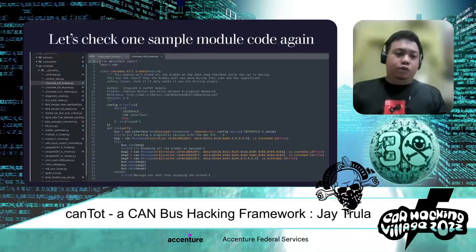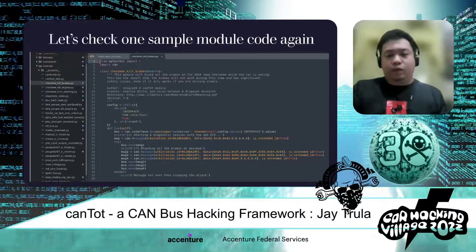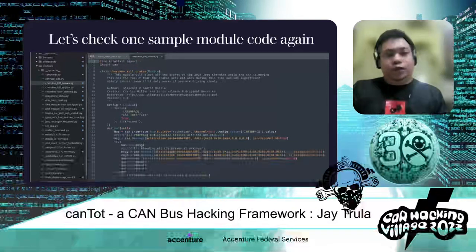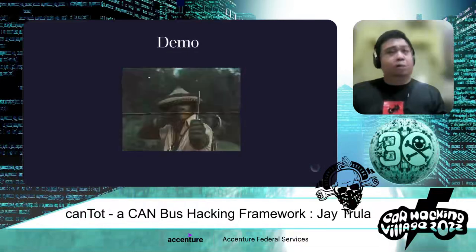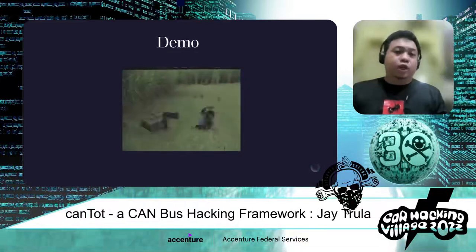So if you use this module, it will bleed all the brakes on the 2014 Jeep Cherokee while the car is moving. So that's the fun stuff that I've added in canTot. There are a lot of modules aside from that. So I'm going to show a demo regarding the tool.